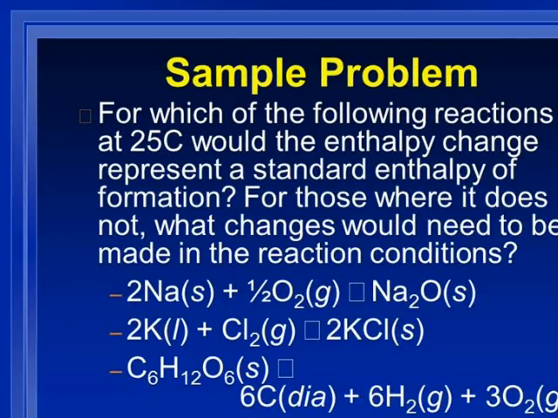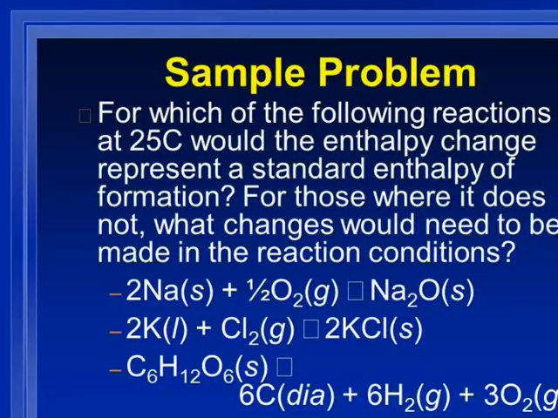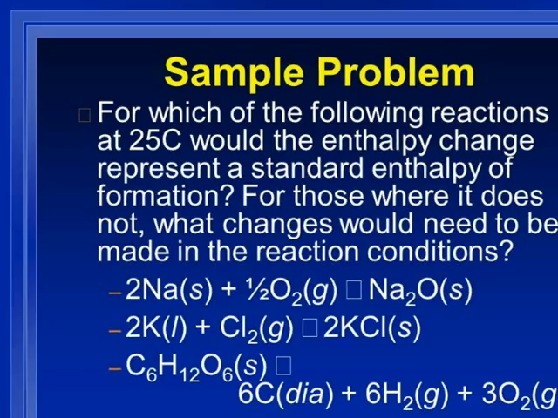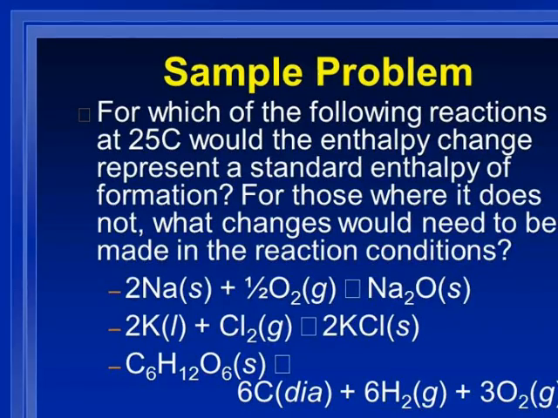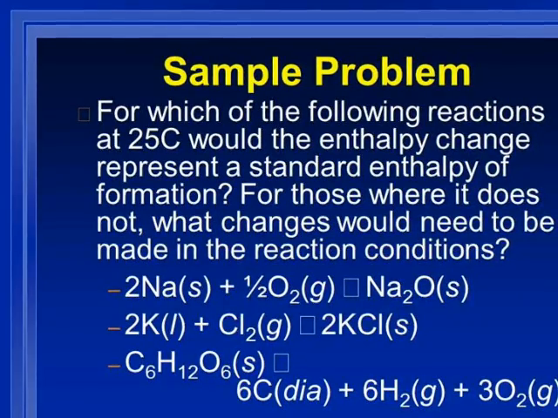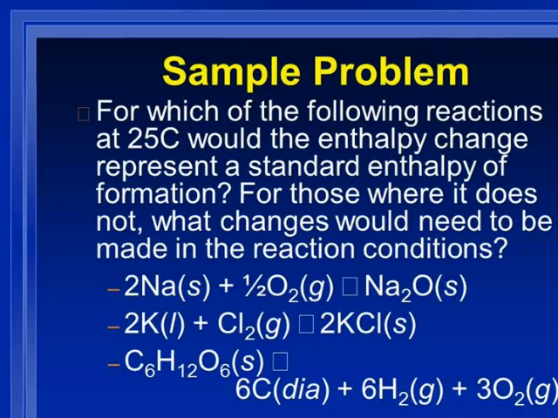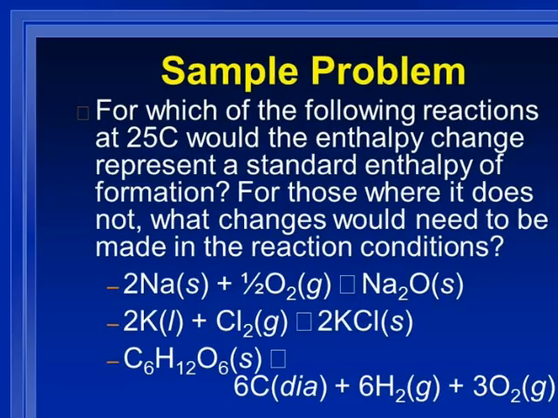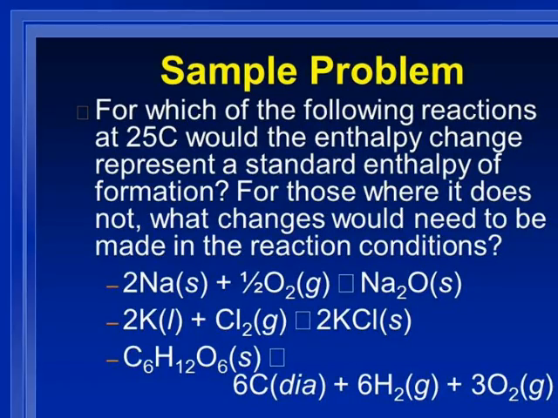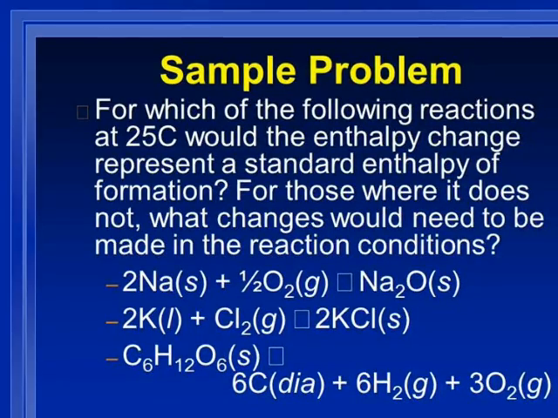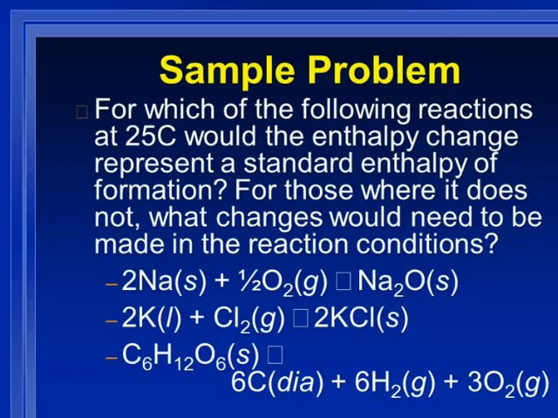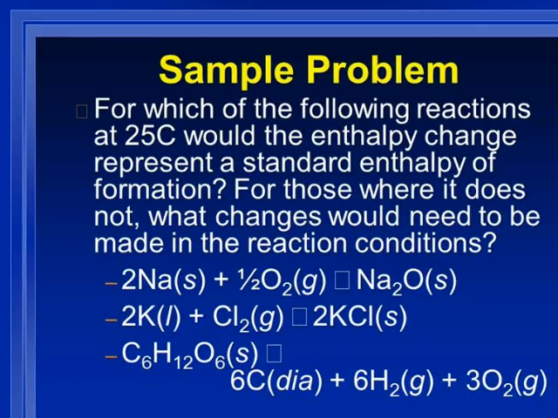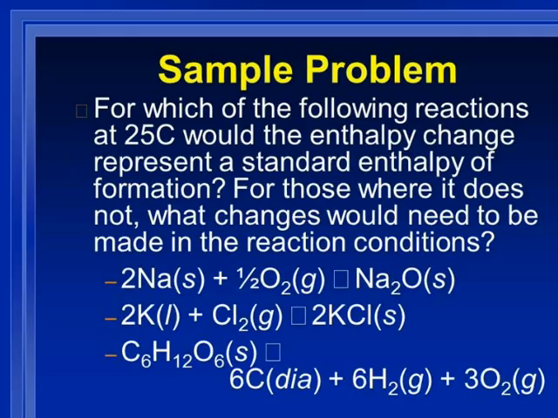If you look at the second one, we've got 2 potassiums liquid plus chlorine gas makes 2 KCl solids. Well, let's double check. It's forming from elements, that's right. But we run into a problem with the potassium. Potassium is a metal, which means at room temperature it's a solid. Here we've got potassium liquid, so this would not satisfy that. So the first thing we need to change is we'd have to use potassium as a solid in this reaction.